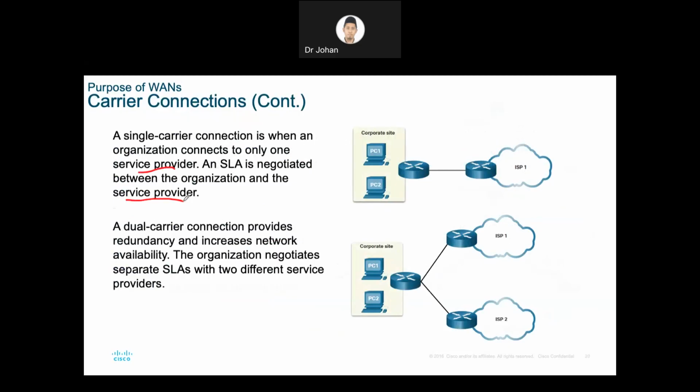A dual carrier connection provides redundancy and also increases network availability. The organization negotiates separate SLAs with two different service providers. This one is for dual carrier.